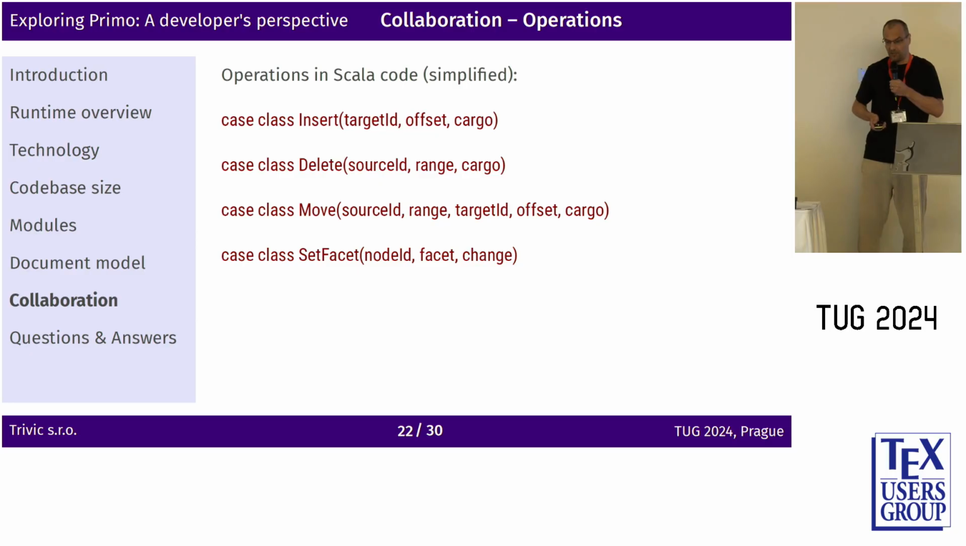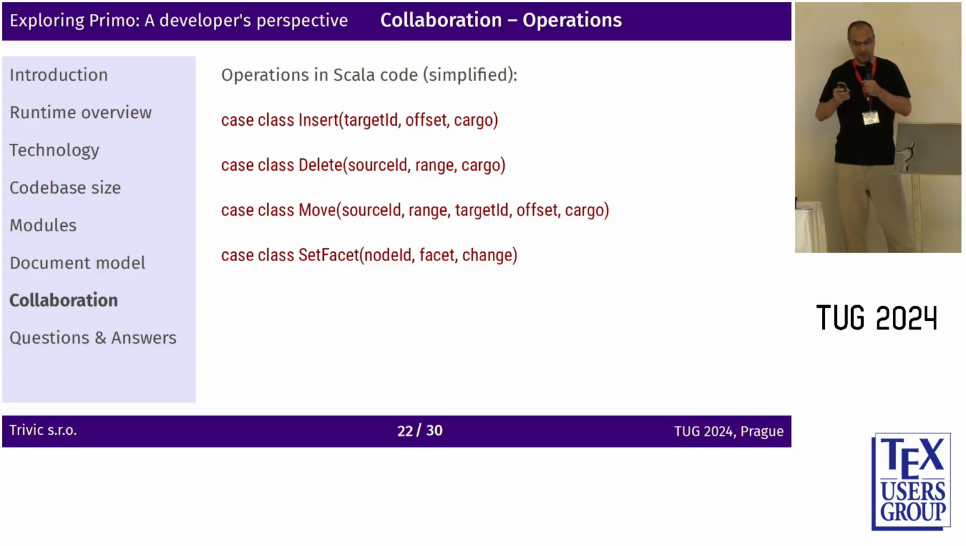Delete is somewhat similar. It may be surprising that in the delete there is also the cargo. This is because once you want to delete, you don't need to specify what you want to delete, but it is there because the operations are designed so that we can invert them. And this is used to implement undo. So we need to very precisely be able to invert any operation.